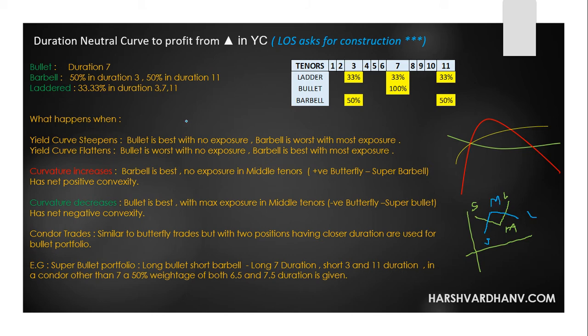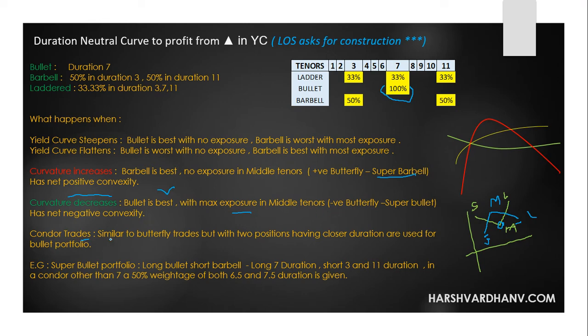Okay, so the first one is when the curvature increases. Curvature increases is the blue one. When the curvature is increasing, it's better to be exposed on the short and long term. So this is known as super barbell, wherein you long the barbell and short the bullet. The second one is curvature decreases. This one, wherein you have the exposure at the yield curve which is falling down. Which strategy has the exposure at the medium term? Bullet. So bullet is best when the curvature is decreasing.